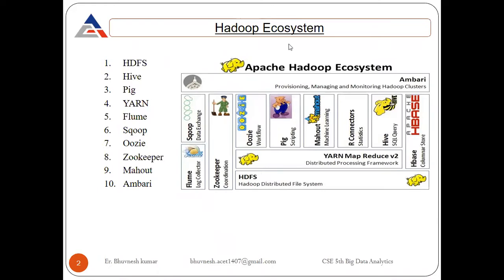Then the fourth tool is Yarn, and Yarn is your MapReduce tool. Previously its name was MapReduce, but now the name is Yarn, YARN, Yet Another Resource Negotiator. This is used to map and reduce your data. How mapping and reducing are performed, we will draw a diagram and learn step by step how this will work. This is also a tool.